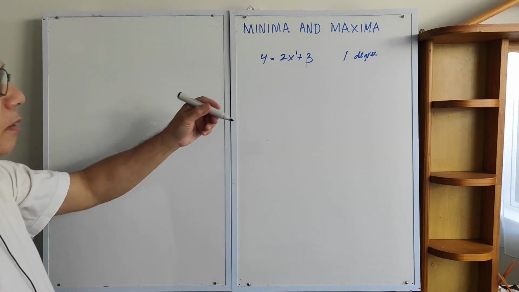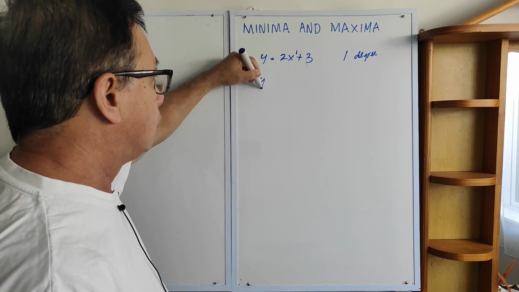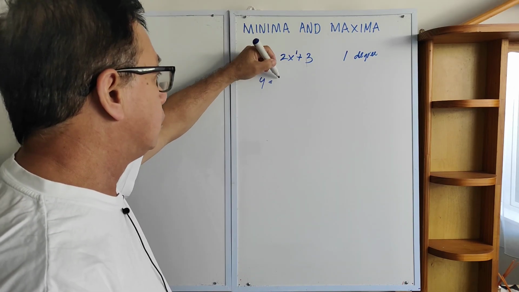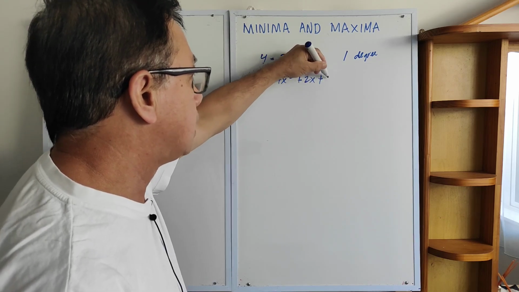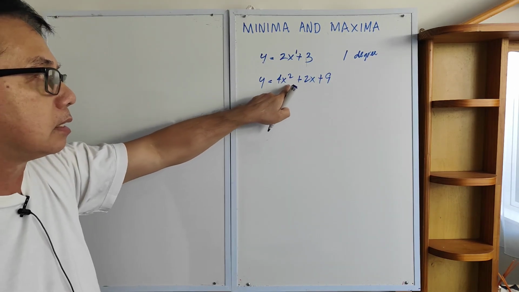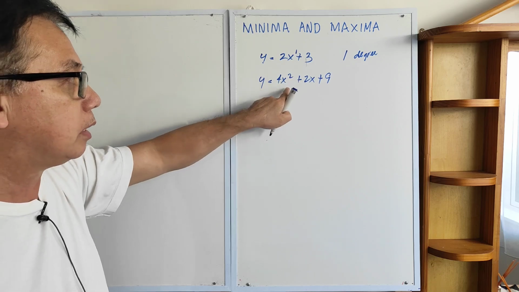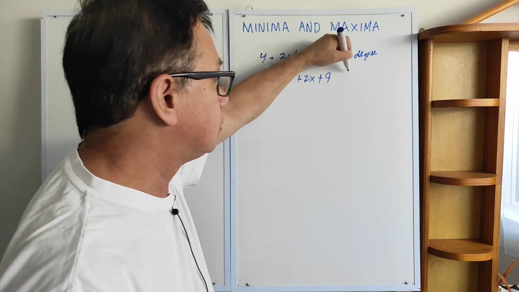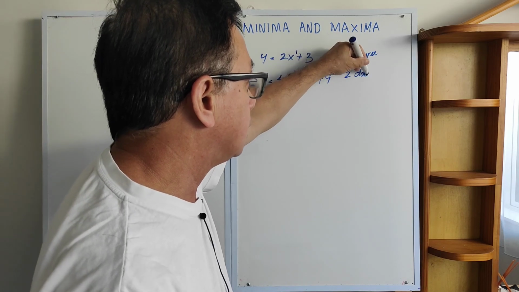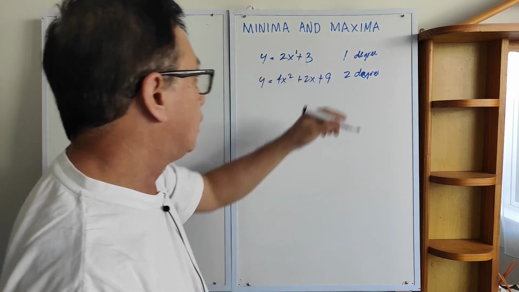For quadratic equations, for example y is equal to 4x squared plus 2x plus 9, the highest exponent of x is 2, so it has a degree of 2.